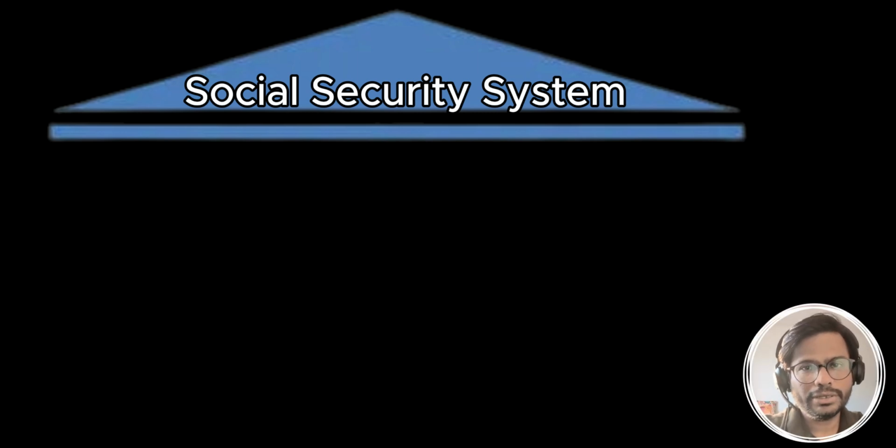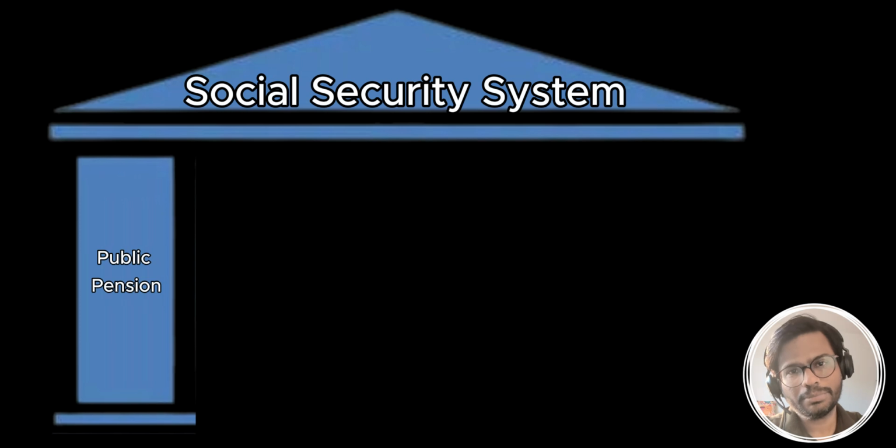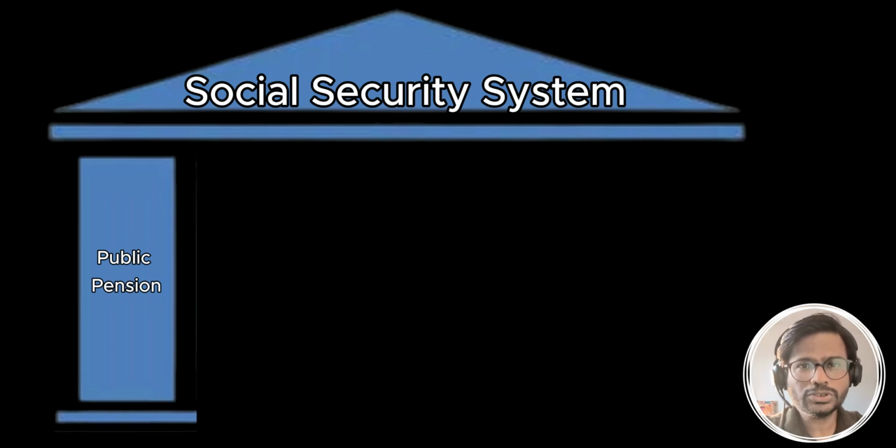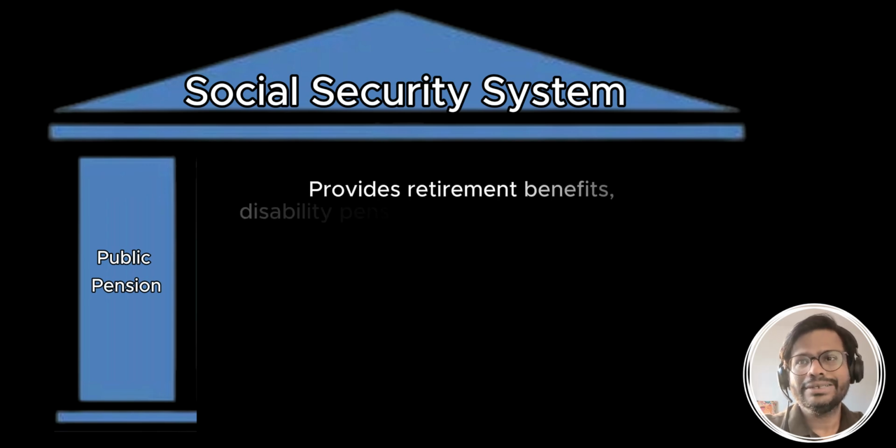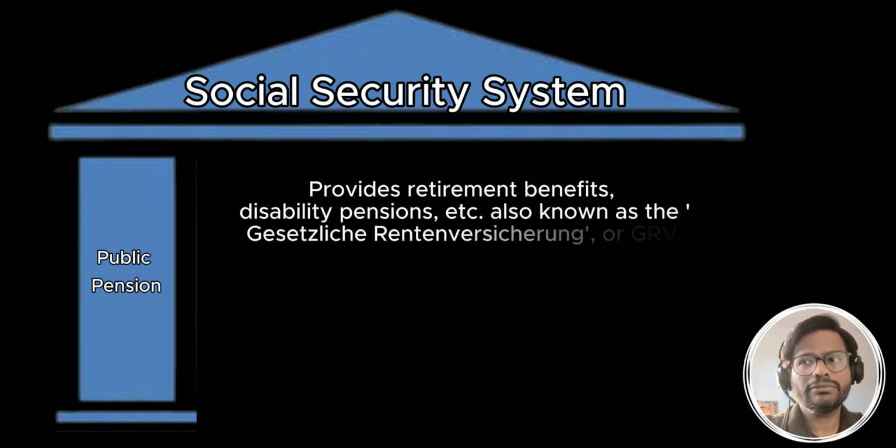Moving further, for the public pension, as the name suggests, this is a public pension. And this pension is not only for government employees, but even if you're working in a supermarket, or as an engineer, you will be contributing a certain amount from your salary towards this pillar. This provides you retirement benefits, disability pension, and survivor benefits. In German, this is known as gesetzliche Rentenversicherung, which is the public pension.